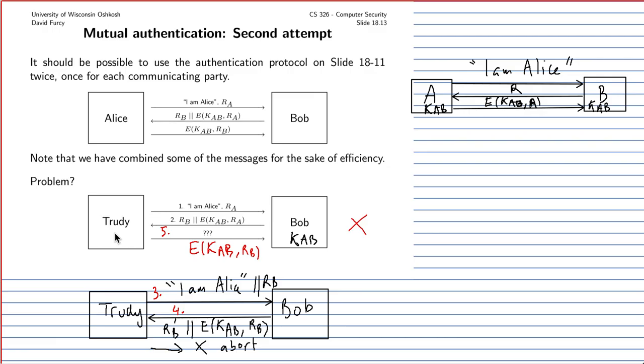So, how did this attack work? Well, the way the attack worked was that Trudy was able to trick Bob into encrypting his own challenge. The challenge R sub B that Bob sent to Trudy for Trudy or Alice to encrypt, he was tricked into encrypting it himself and therefore giving the answer to his own challenge to the attacker. And the attacker was able to send this response back to Bob. This is the response that Bob actually generated himself without knowing it.